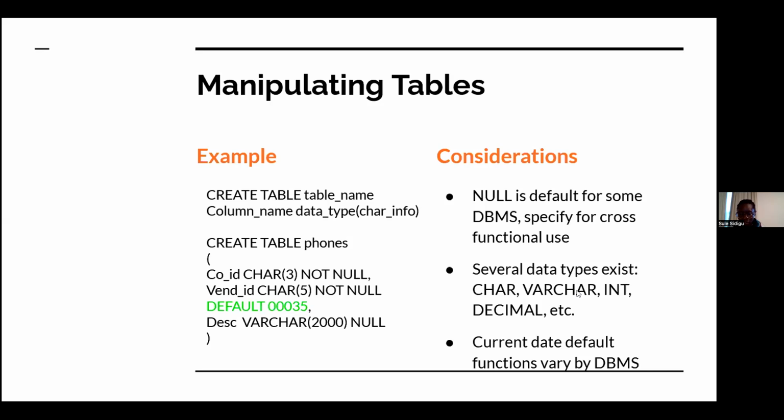And there are several different data types. For example, this integer, etc. The current date default function, what you're naming it, can vary by DBMS. I think some of these are listed in our book. If it's not, just check the documentation for your DBMS.